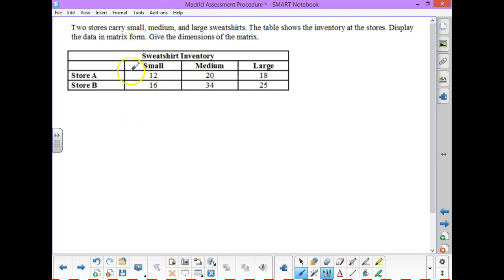Alright, so this one has two stores that carry small, medium, and large sweatshirts. The table shows inventory, and the task is to put the data in a matrix and give the dimension of the matrix. So here we're going to introduce data into a matrix form. Notice that I have 3 columns and 2 rows. Since I need 3 columns, let's see if I can do this this way. 1, 2, 3.